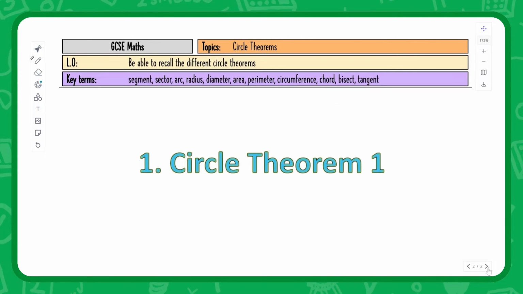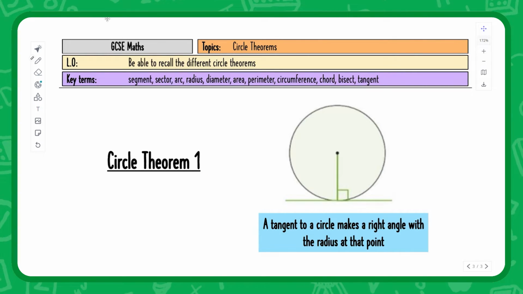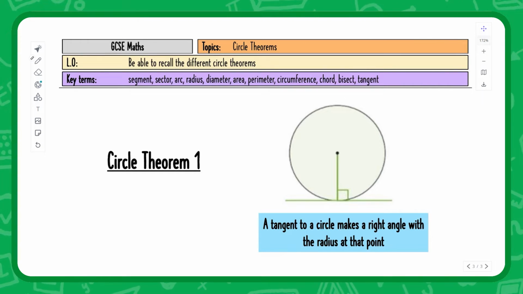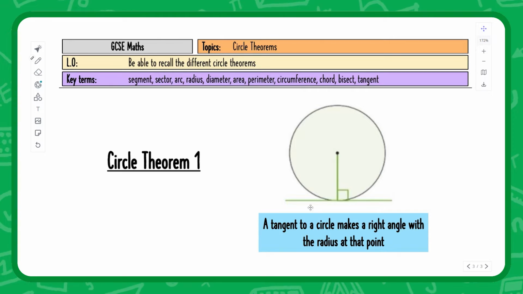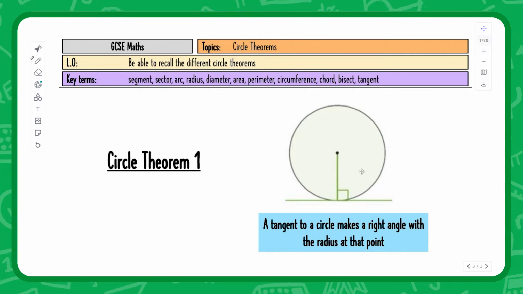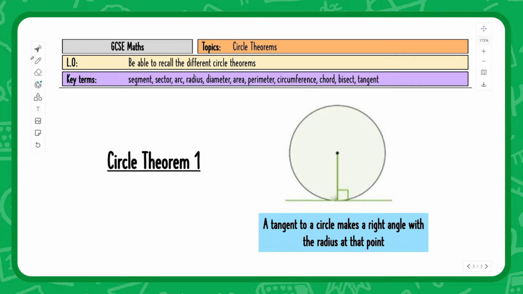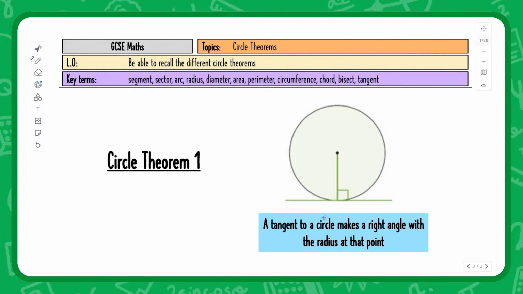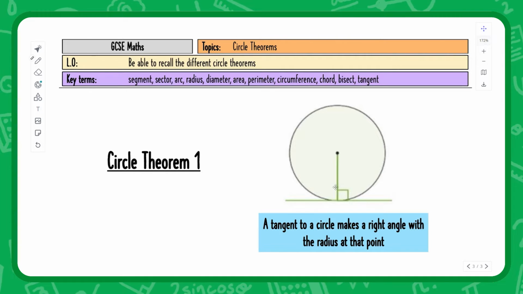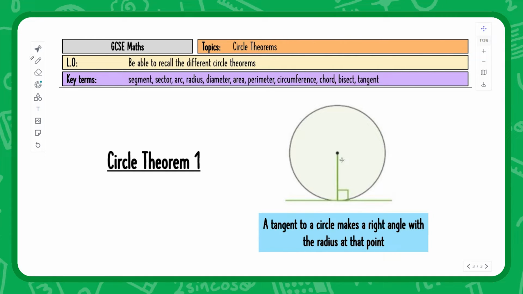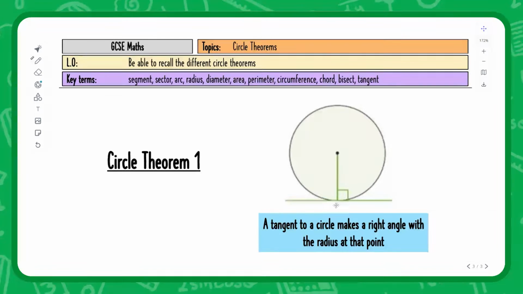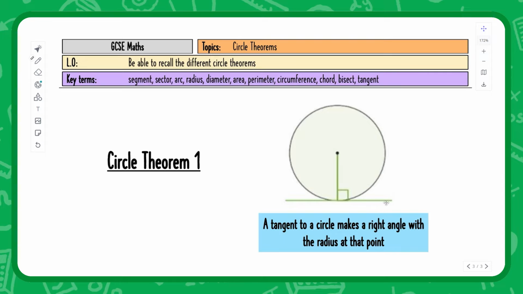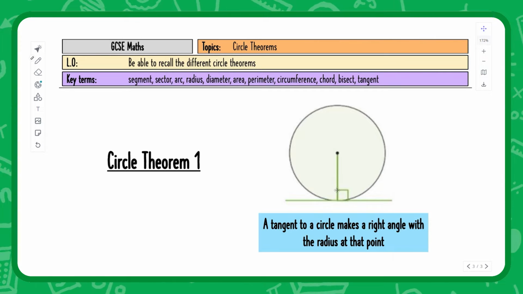So circle theorem 1. A tangent to a circle makes a right angle with a radius at that point. So basically what they're saying is if you have a circle and you've got a radius and you've got a tangent, the angle between the radius and the tangent makes 90 degrees. So again, a radius, remember, is from the center to the circumference, and a tangent skims past the circle at one point only. So that angle there is 90 degrees.